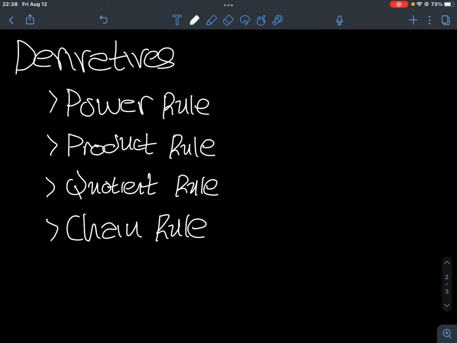As stated previously, this video is going to be dedicated to derivatives. Now there's four main rules. As you can see here, we have the power rule, product rule, quotient rule, chain rule. Now the first one we're going to be talking about today is the power rule. In the coming videos, we'll talk about the next three rules. Now the power rule will pop up a lot, so we're going to do plenty of examples, and so let's go ahead and get started.